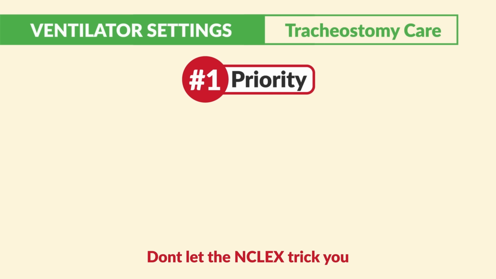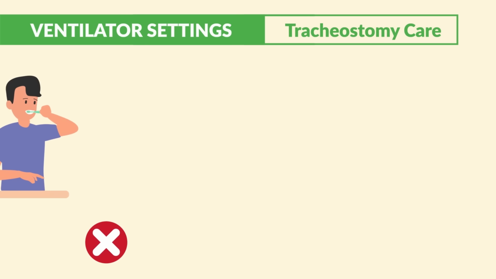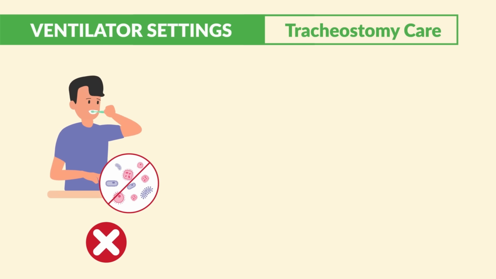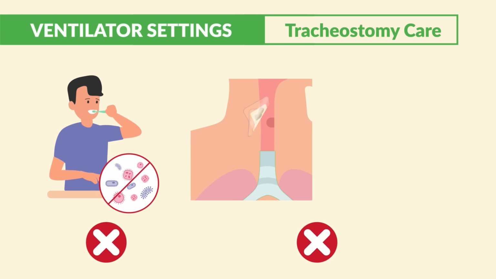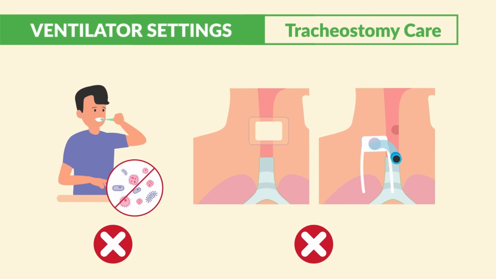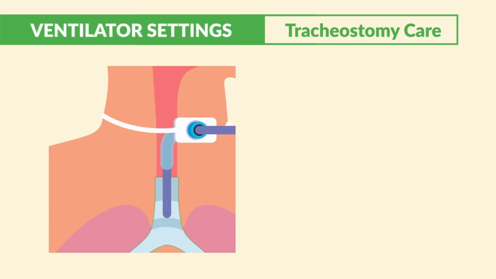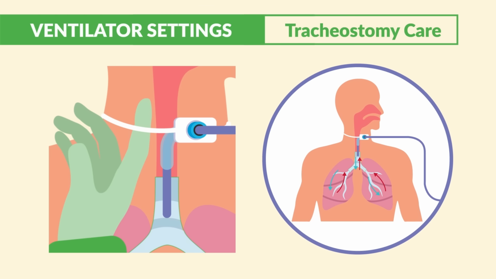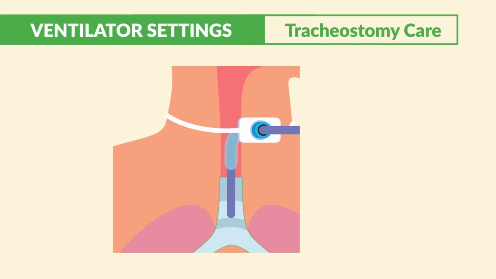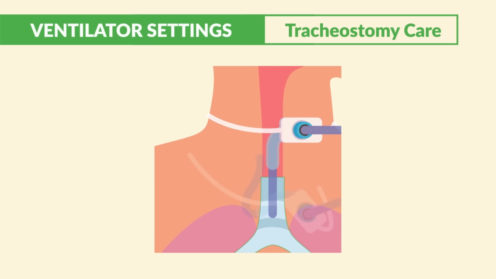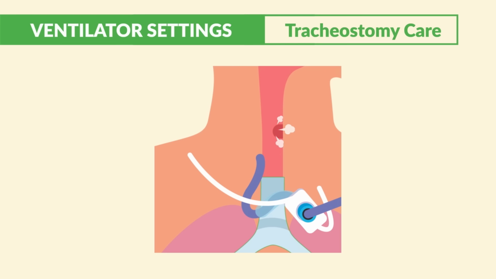So don't let the NCLEX trick you here. Priority is always airway. Not performing mouth care to prevent infection, and not doing a dressing change on this new trach or changing the inner cannula. Many students get this wrong, so please write it down. Checking tightness of the ties means maintaining the airway here. Okay, now what happens if the tracheostomy does get dislodged or pops out?